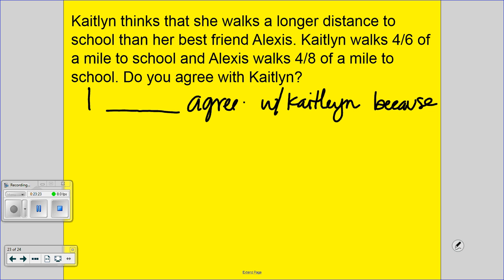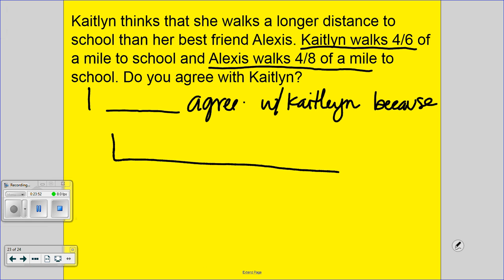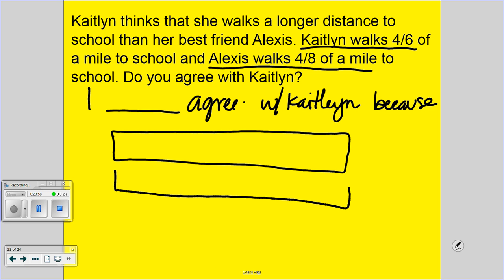We need to compare the distance that Caitlin walked, 4/6 of a mile, to the distance of Alexis, who walked 4/8 of a mile. Are you going to draw circles? No. Please don't. The best two fraction models would be either a bar model or a number line. Whatever makes your brain happy. My personal favorite, and I think a lot of you like this model as well, is a bar model. If you chose a number line, completely fine. Number lines don't make my brain happy, but if they make your brain happy, go to town.